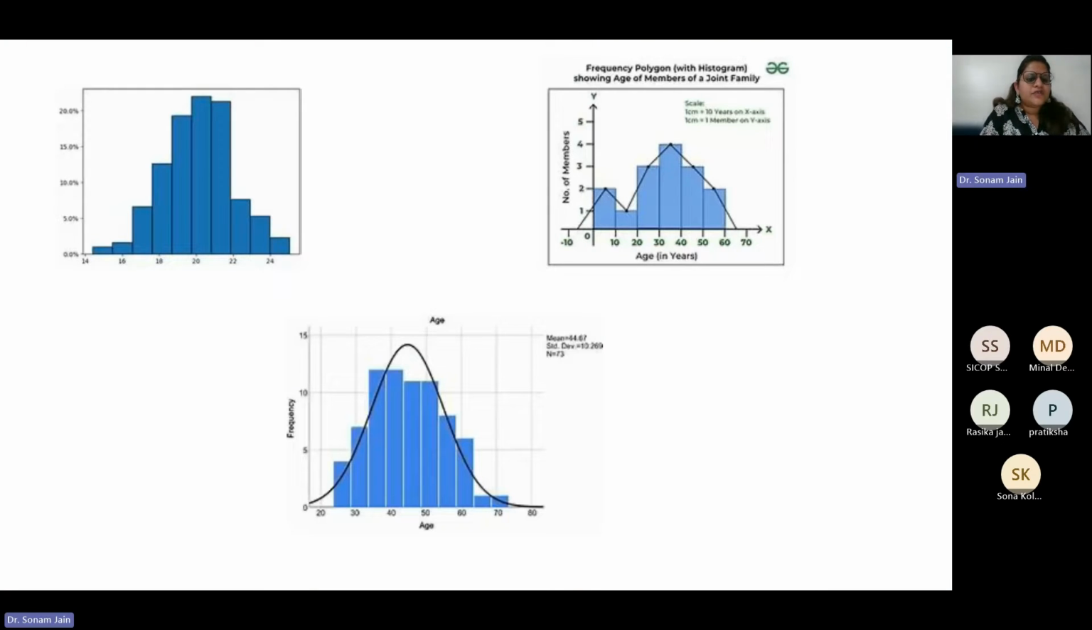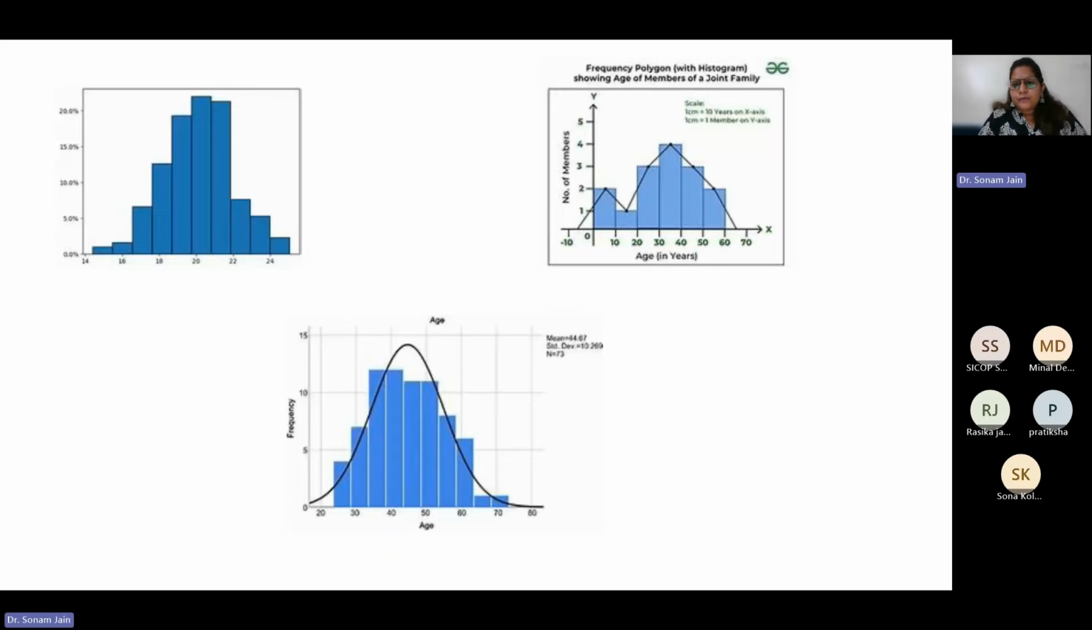So I have diagrams over here. In the extreme left, what you are seeing is your histogram. See that it is a bar diagram, but with no gaps between the bars. And it is very nicely giving the frequency, like the center one is the tallest. So we know that the frequency of that particular characteristic is the most.